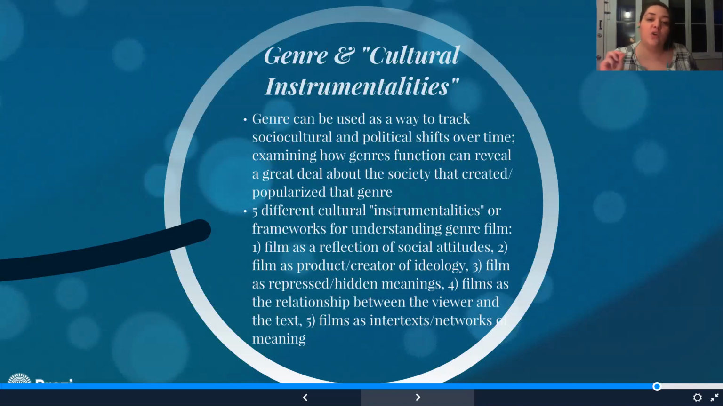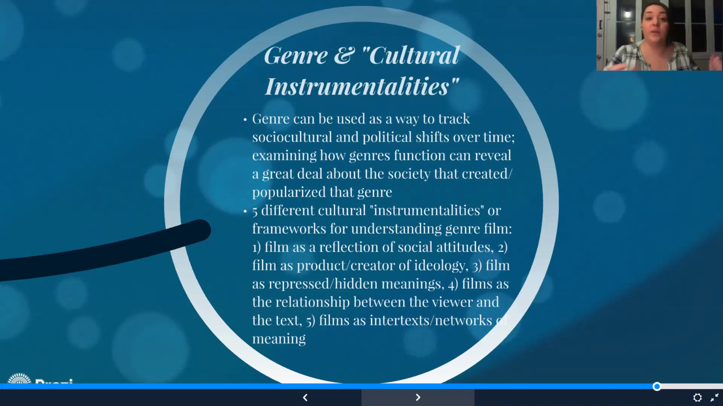Genres reveal a great deal about the society that created and popularized them. If you look at the popularity, for example, of war films, when were war films popular? How has that genre changed over time? Do war films promote war? Do they make war look masculine? Do they make war look heroic? Or do they critique war? Do they make war look incredibly violent and pointless, right?